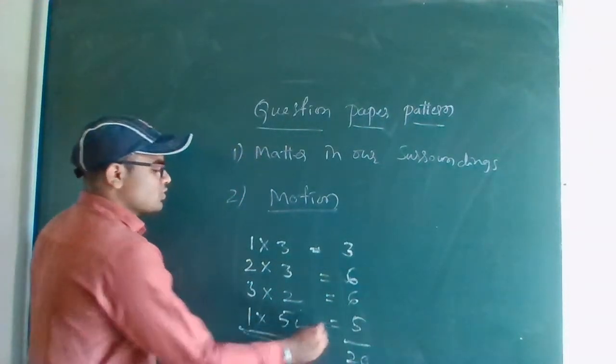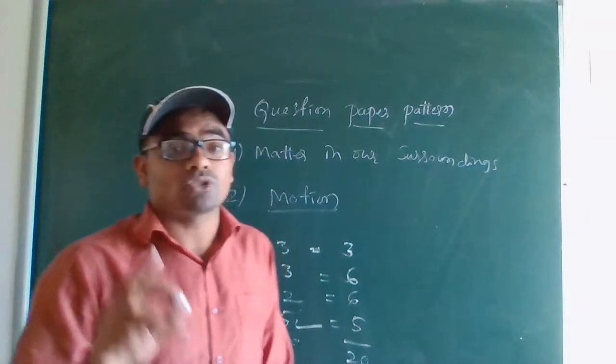So the 1 five-mark question will definitely be a numerical on motion, which is already solved.